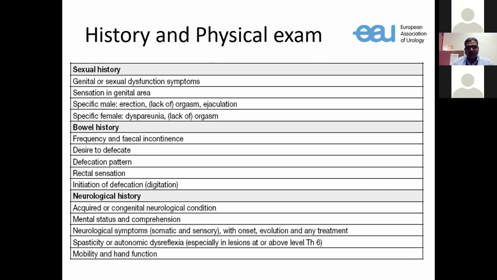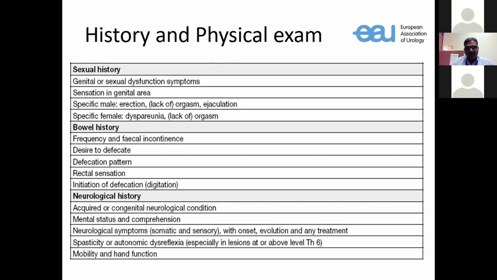Apart from the urological history, because neurological conditions impact the sexual system, the bowel, as well as other systems, this history is also important, particularly whether the patient has sensation in the genital area. In males, about the erection, the orgasm, and whether ejaculation is present, whether it is retrograde or there is no ejaculation, and in females, the lack of orgasm and dyspareunia.